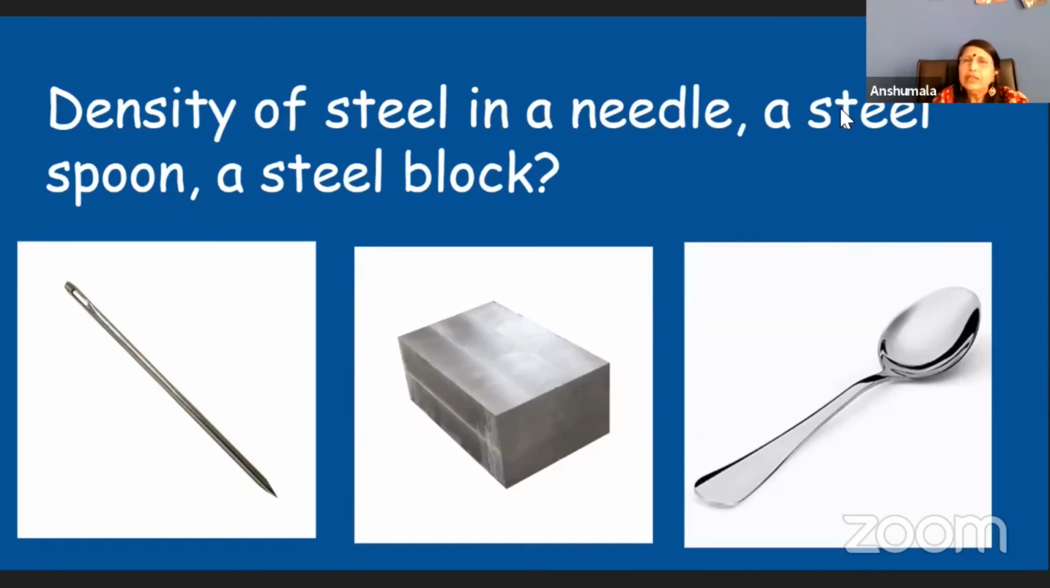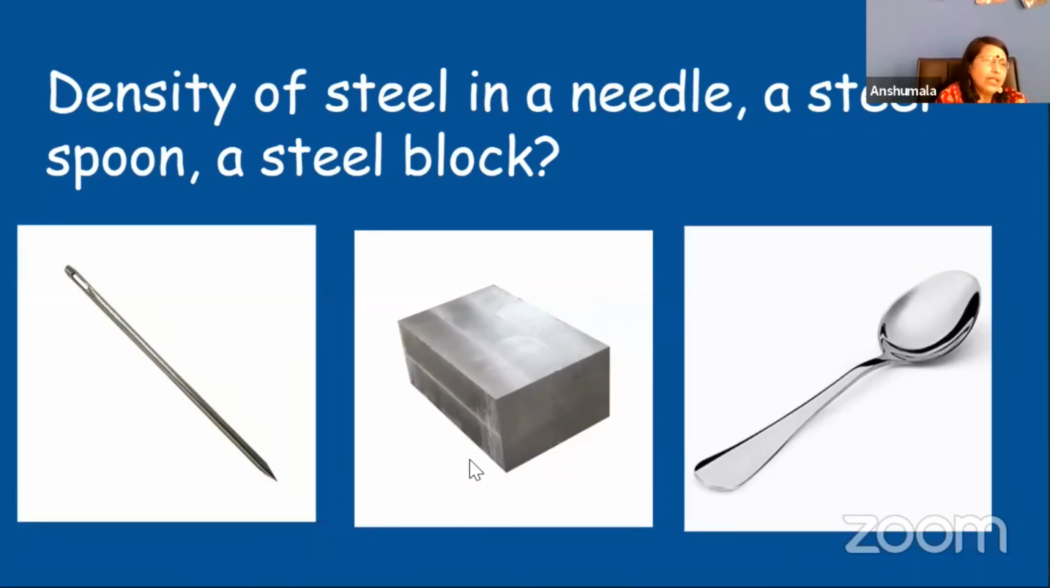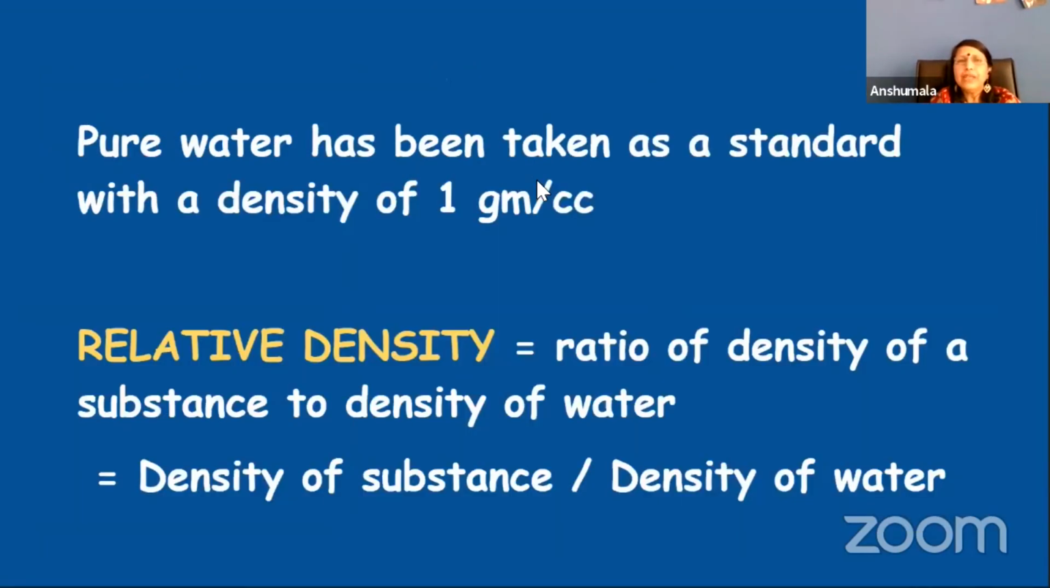This is actually a slightly difficult idea to capture, because it appears as if smaller things will have less density, but it's not so. As long as the material is the same and it's evenly distributed, the density would remain the same. So, once we have decided on density, let's come to something that we call relative density.